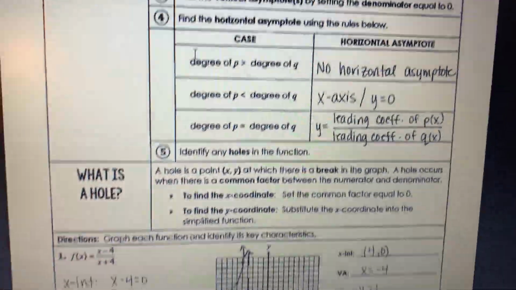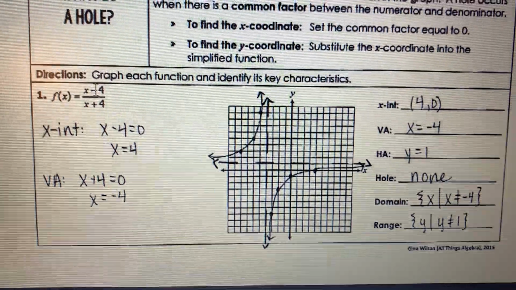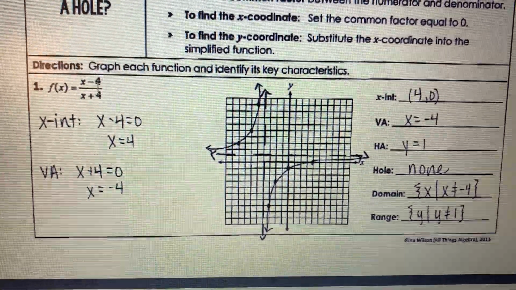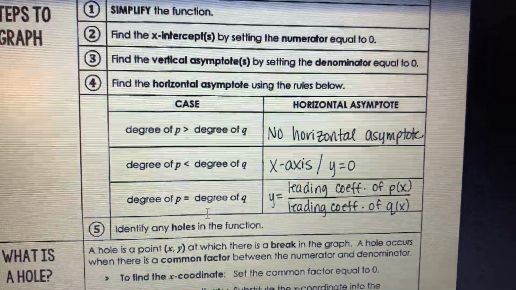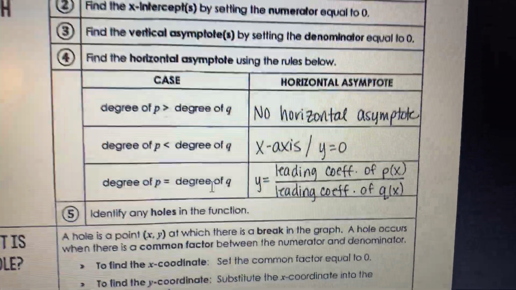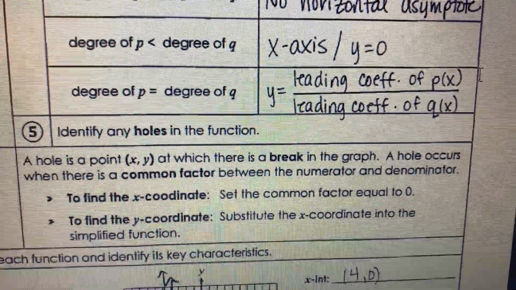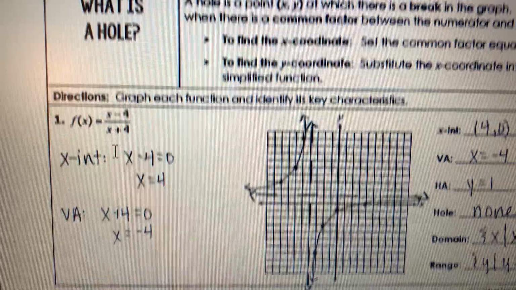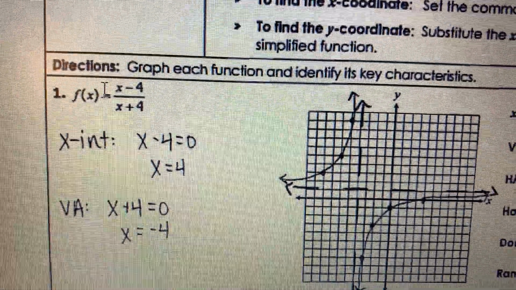So next we've got to find the horizontal asymptote. Let's take a look at this problem here. We need to look at the degree. This is degree 1 over degree 1. That means their degrees are equal. And so here we go. Since the degrees are equal, we need to figure out the leading coefficient of P of x. The leading coefficient is the number in front of the variable. So the number in front of x is 1.